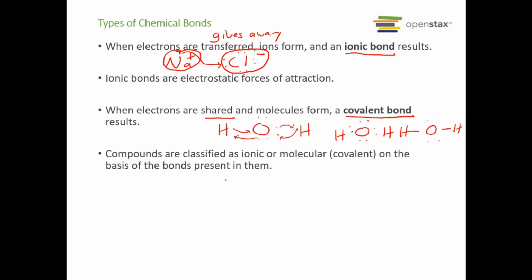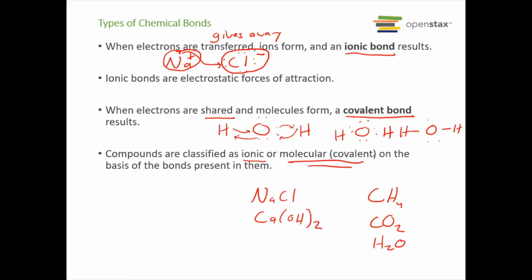Now, when we look at these different bonds, we have a means that we can classify the compounds. We can say we have ionic compounds, like if you see NaCl or Ca(OH)2. These are dead giveaways that I have an ionic compound. But if I have something like methane, CH4, or CO2 or H2O, then these are going to be molecular compounds, or covalent. Oftentimes in class, you'll hear me refer to these as ionic compounds and molecular compounds. You have to make sure you distinguish them.